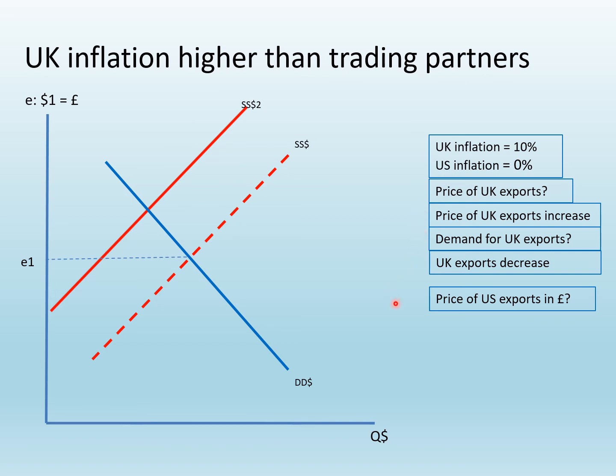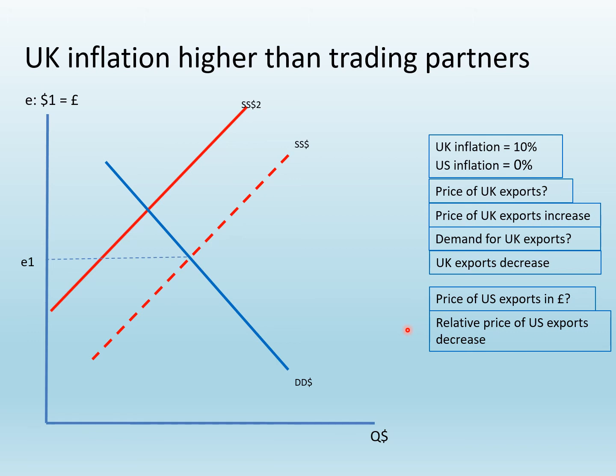The mirror image of what's going on the UK side is what's happening with the price of US exports. So if we look at the price of US exports in pound terms, the relative price of US exports declines. If you go back to the inflation differentials, US exports coming into the UK have a price increase of 0. Similar goods in the UK have a price increase of 10%. Which means that the relative price of US exports has gone down.